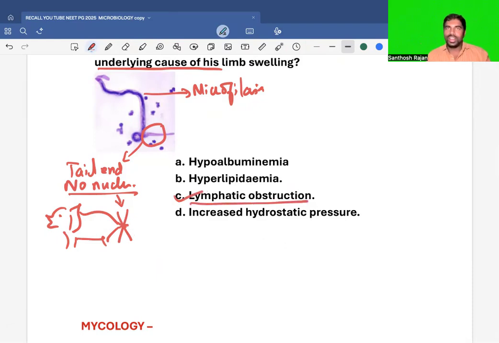Hypoalbuminemia, hyperlipidemia, no link at all. That is totally a medicine topic. So when this type of thing comes in microbiology, you're going to say it is lymphatic obstruction, elephantiasis. That's all. Okay, fine. So you got it.